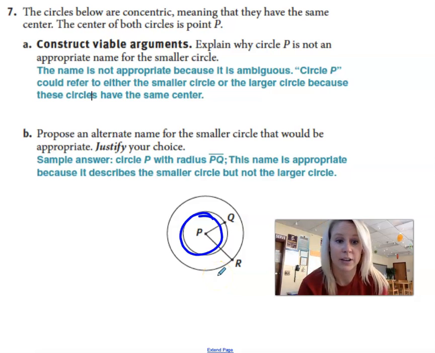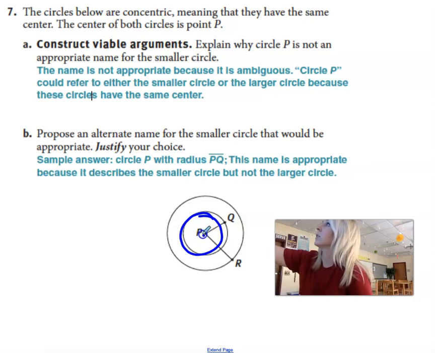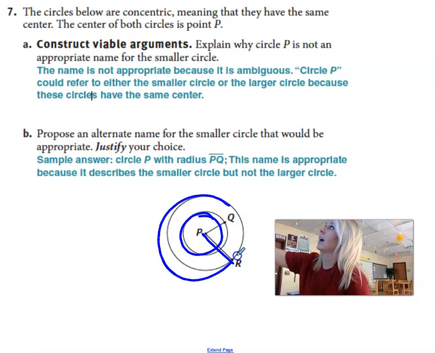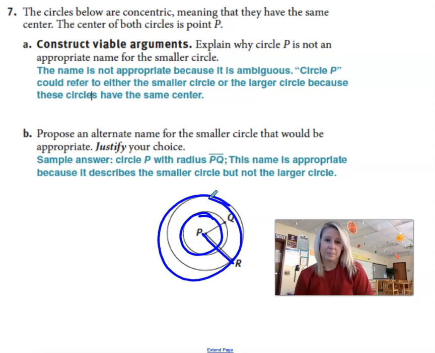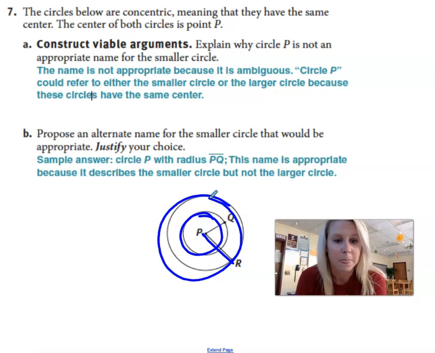If I was talking about the bigger circle, I could say circle P with radius PR, because that tells me the bigger circle's name. So if you ever have a circle within a circle, a concentric circle, to distinguish between the two, you can talk about its radius.